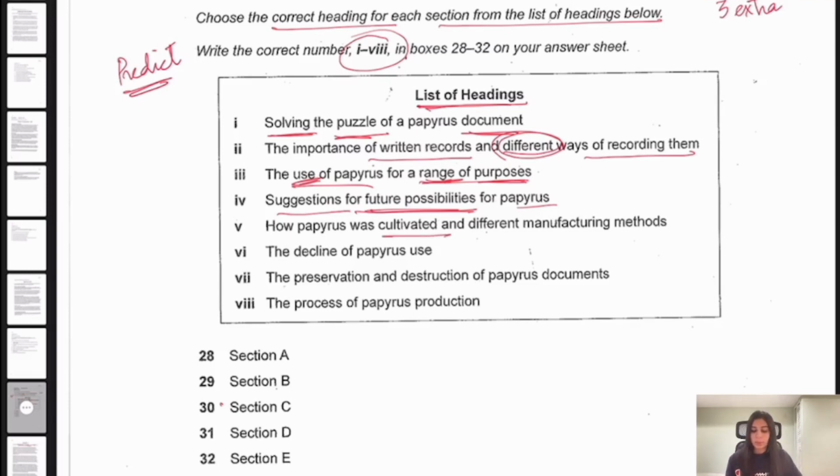How this plant was cultivated and different manufacturing methods. So in this particular paragraph, I can expect they'll tell us about the process of cultivating it or growing it, which means the temperature, the soil, how much water is to be poured, or how the seed has to be planted and stuff like that. So that thing, how it is cultivated, how it was cultivated, and different manufacturing methods, different ways in which it was produced. So anything related to production would be the fifth one.